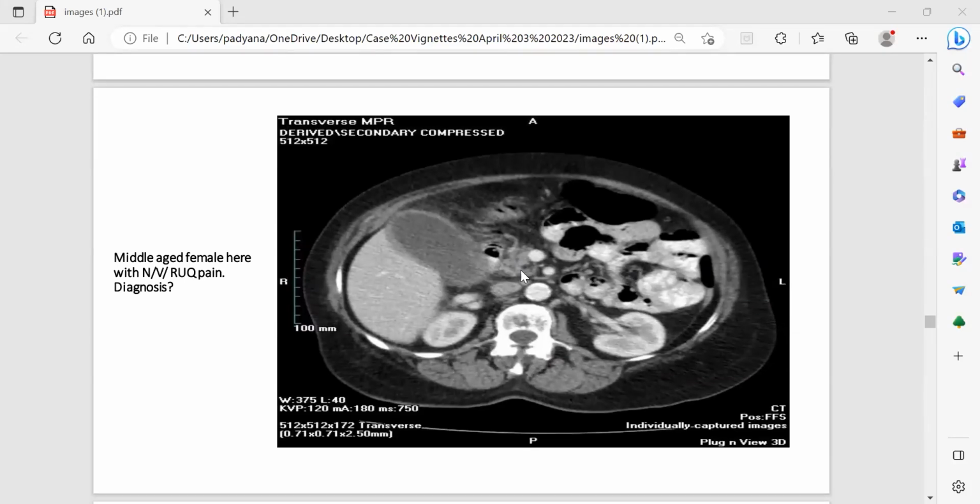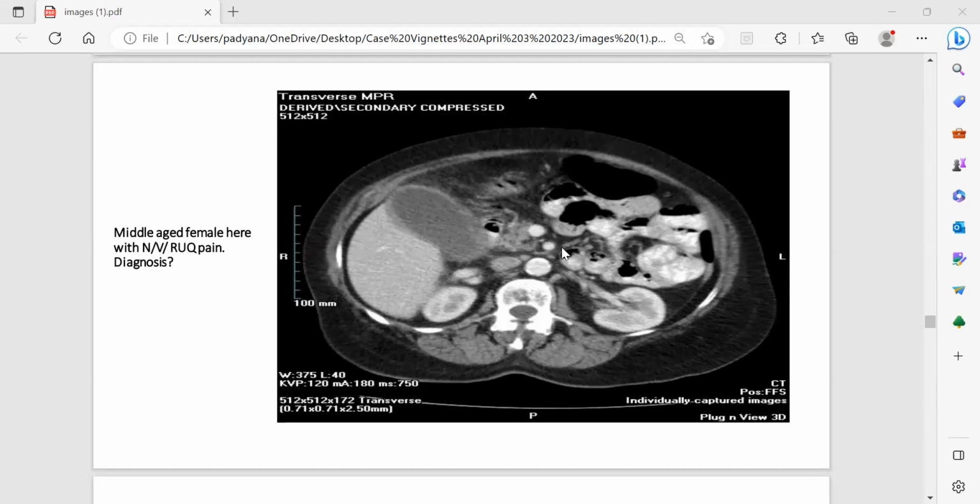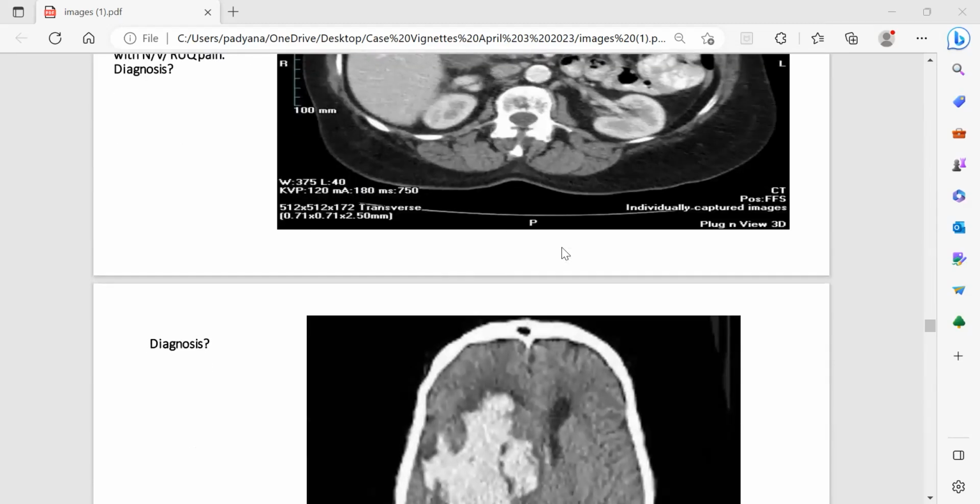Calculus cholecystitis. Yeah, so there is some calculus, and so it is probably a calculus cholecystitis. That's probably what it is.